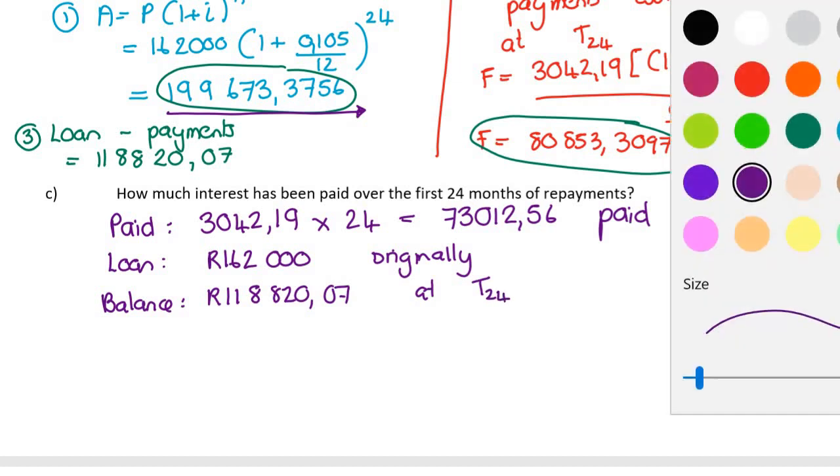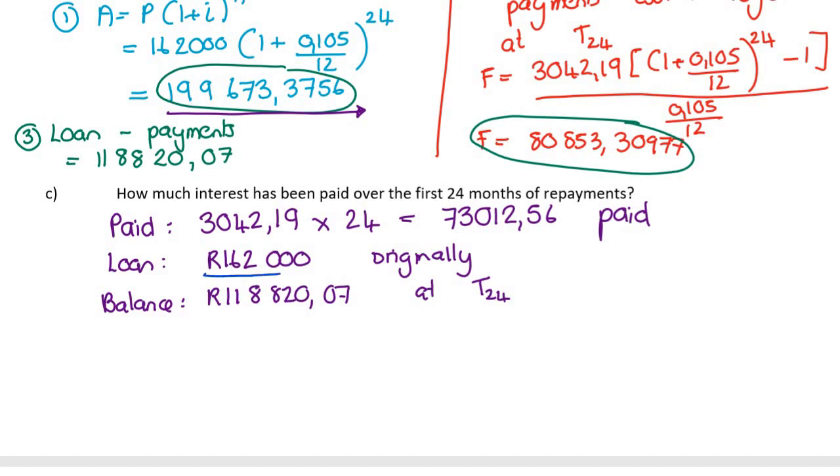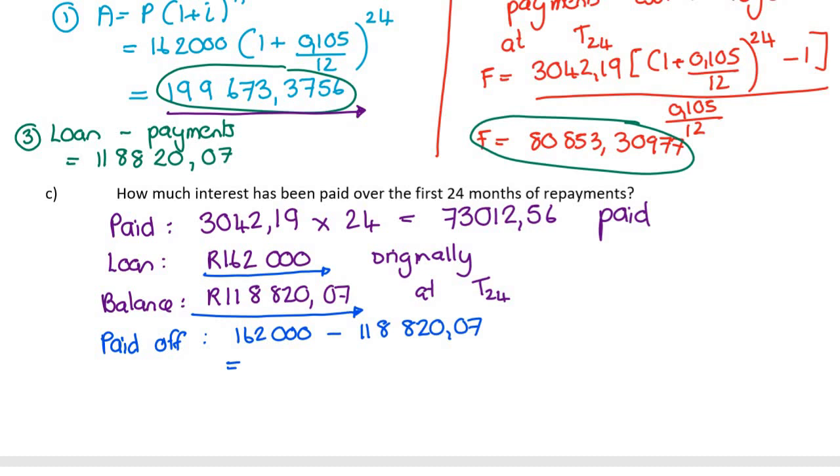So how much money have you actually paid off? So if my loan was 162,000 and now my loan is 118,000 Rand, how much effectively have you paid off? I know that you physically paid 73,000 Rand, but how has the loan been decreased? So I have paid off 162,000, take away the fact that the loan is now 118,000 Rand. So what's that difference? What have I effectively paid off for my loan? So effectively, my loan has gone down by 43,179 Rand and 93 cents. That's how much my loan has decreased by.